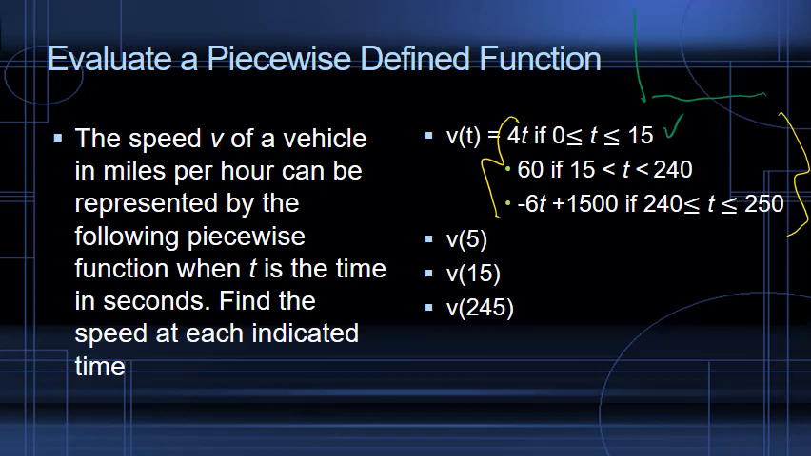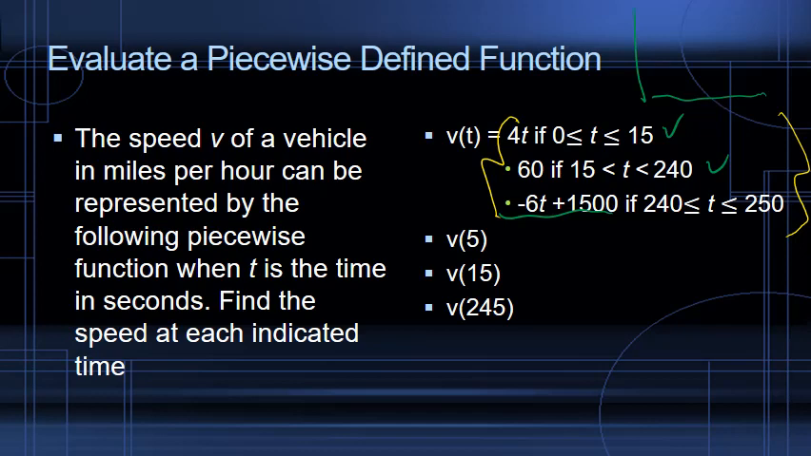Well, we can determine the speed in this scenario by 4 times the number of seconds. That will give us the speed. And if the time in seconds is greater than 15 seconds, but less than 240 seconds, or 2 minutes, then our speed is 60 miles an hour within that time interval. And if the time elapsed is greater than or equal to 240 seconds, or 2 minutes, but less than or equal to 250, we're given this equation: negative 6t, negative 6 times the number of seconds, plus 1500.